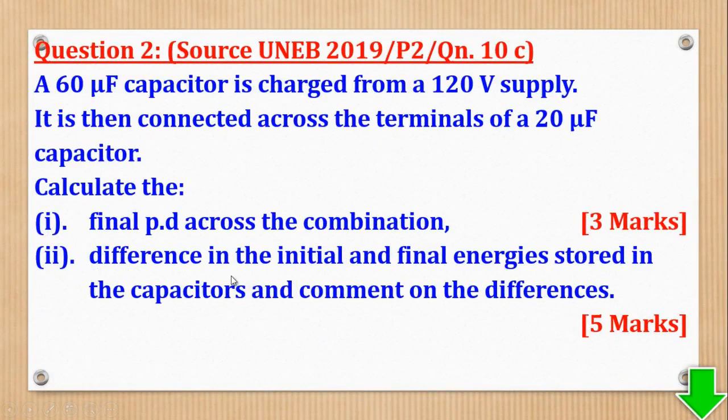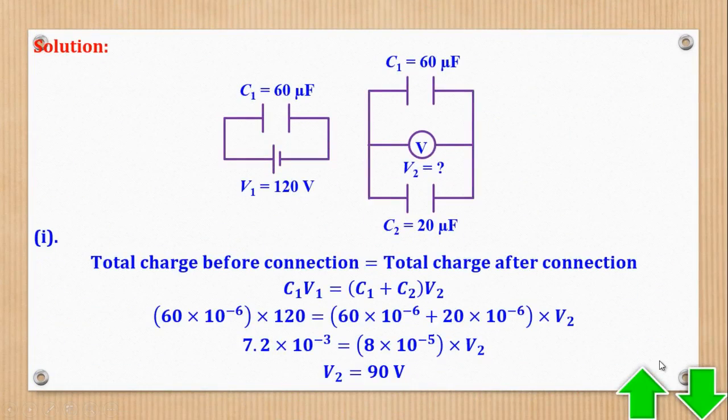Then Roman 2, they want the difference in the initial and final energy stored in the capacitors. So they want total energy before connection and total energy after connection. The good thing is for each we have C and V, meaning we can use a half CV squared.